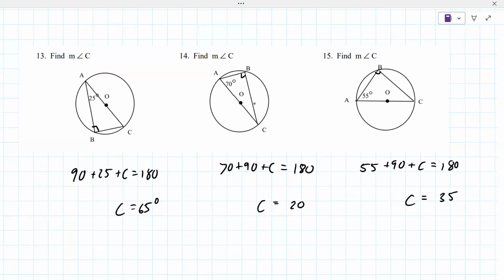Oh, I see. So you're using that 90 and adding it in. Yep. I get it. There's a lot more here, meaning there's a lot of stuff you're going to have to go back and remember, but we're going to stop here for today.